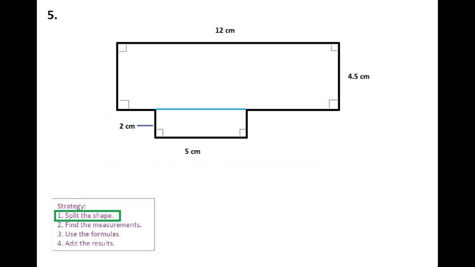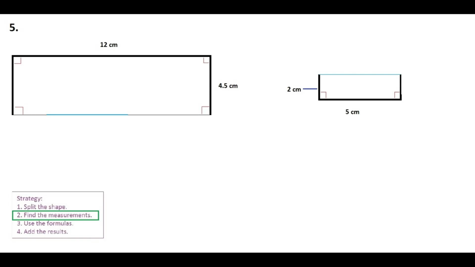So now I'm going to draw an imaginary line right here, and see that blue? That's where I'm going to split my rectangles in half. Now let's move them apart. We have 2 rectangles, one big one, one small one. And if we look, we already have all our measurements we need. So steps 1 and 2 are taken care of.